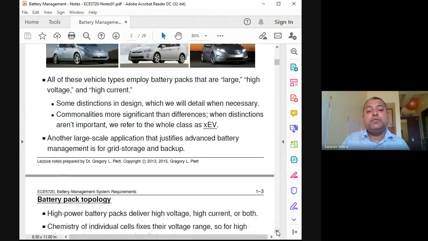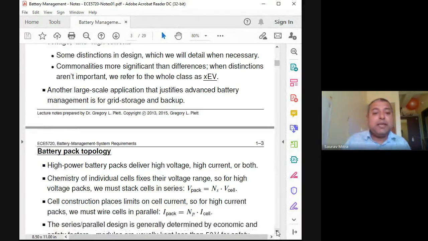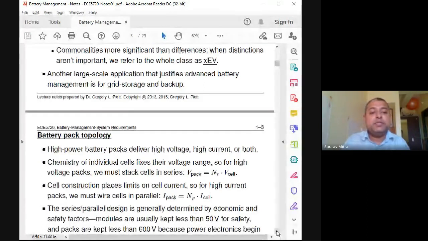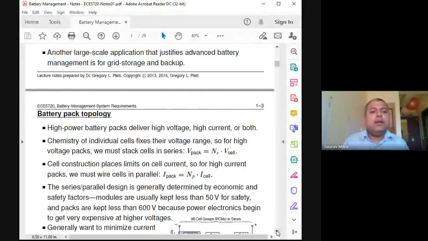There is some distinction in design, which we will detail when necessary. They have done it later on. Commonality is more significant than differences. When distinctions aren't important, we refer to the whole class as XEV. So they are a special category of vehicle. Another large-scale application that justifies advanced battery management is grid storage and backup, which is also explained later on.